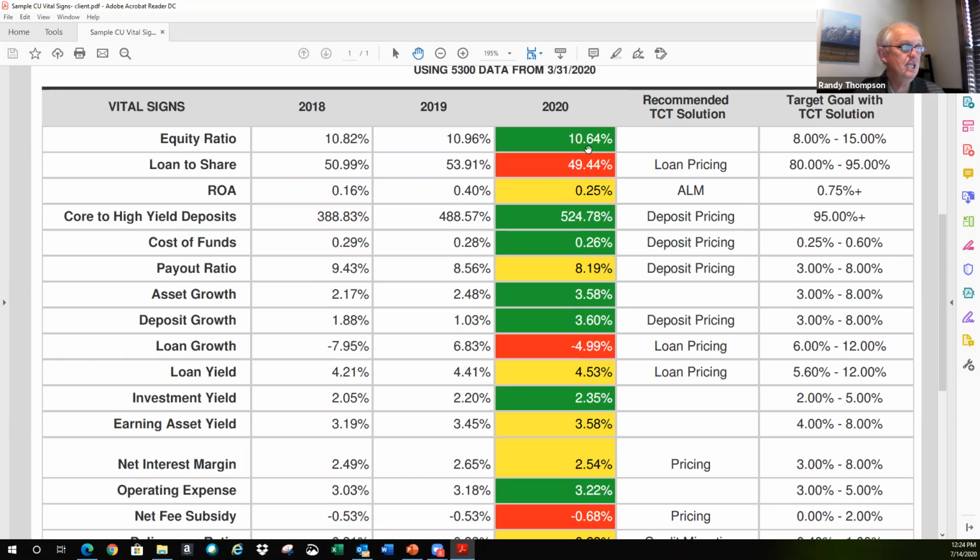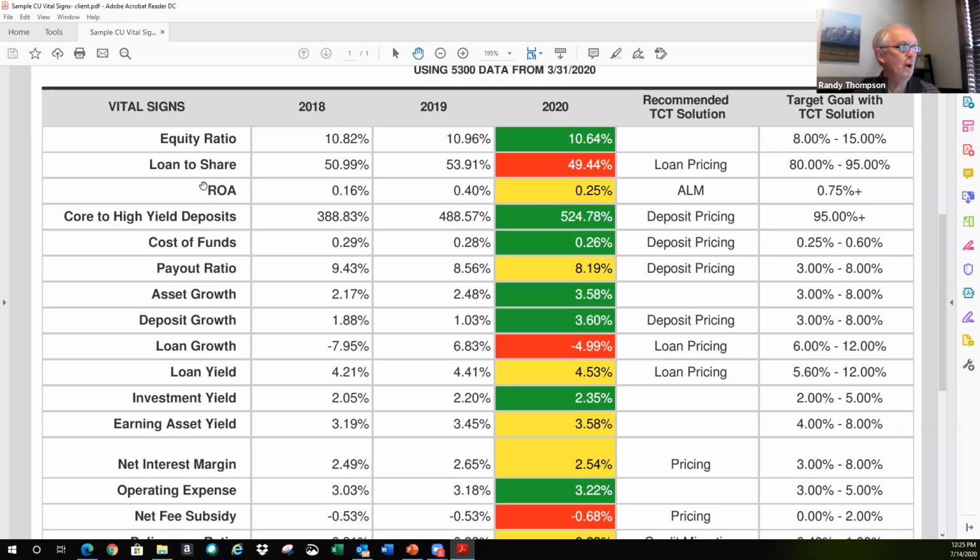And this is an area where we've spent a lot of time with credit unions helping them to grow. I was just this last weekend with a client who has gone from 30% loan to share to 87% loan to share. And they are doing very well now, very well.